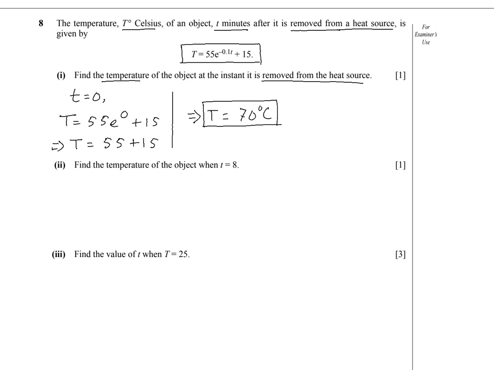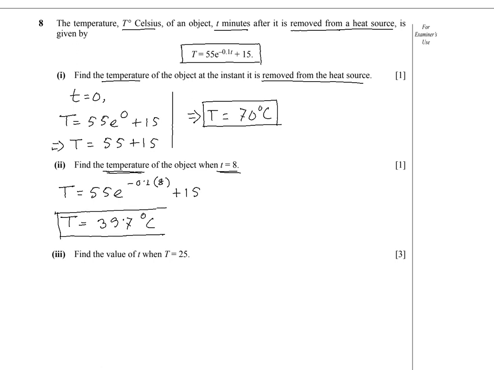Now let's move on to the second part of this question. We need to find the temperature of the object when the time equals 8 minutes. That means after 8 minutes, what is the temperature of the object? So using t equals 8, we can write temperature T equals 55 times e to the power minus 0.1 times 8, then plus 15. Using the calculator, we get the value of the temperature T equals 39.7 degrees Celsius.